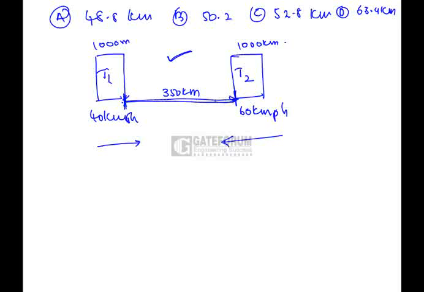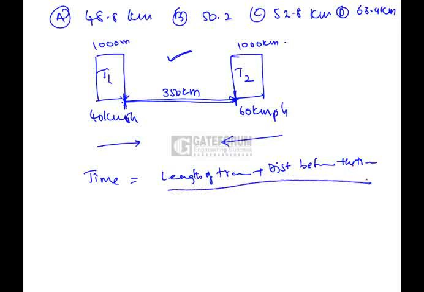So, in order to find the time, we have to know the time between the two trains when they have crossed. Time taken to cross each other is nothing but the length of trains plus distance between the trains by their relative speeds. As they are approaching each other, the relative speed will be 60 plus 40.